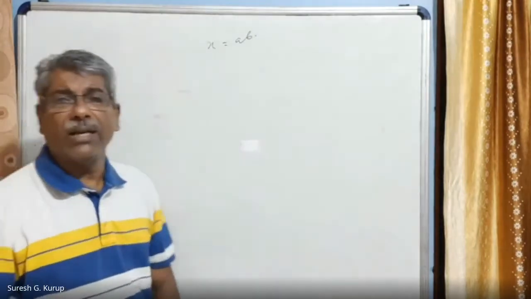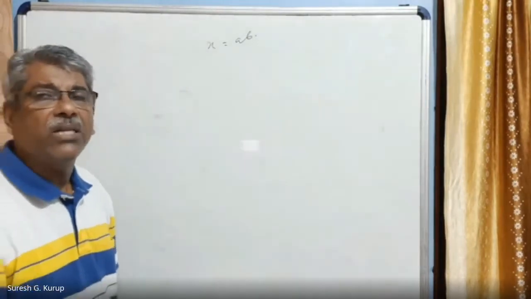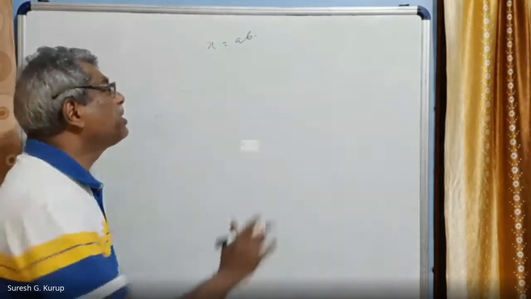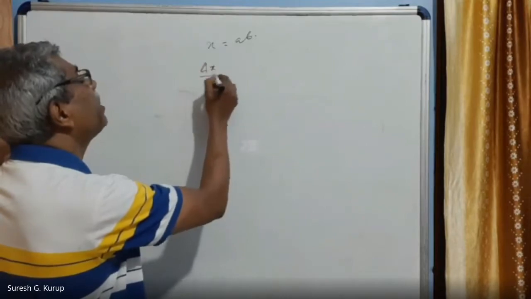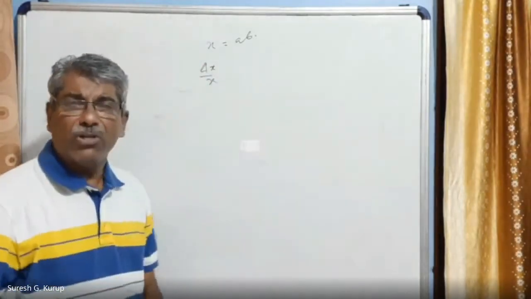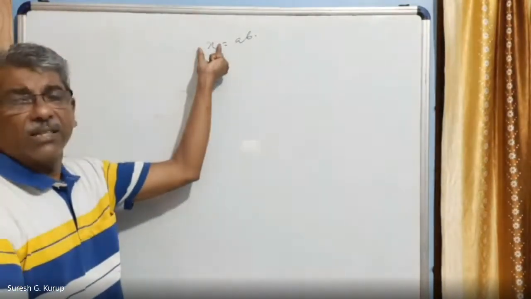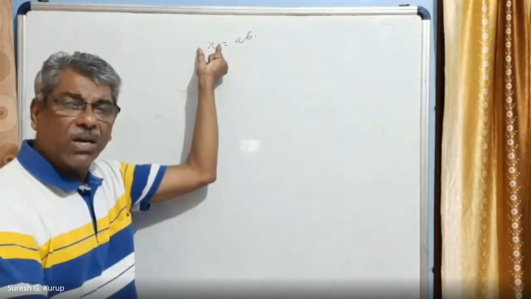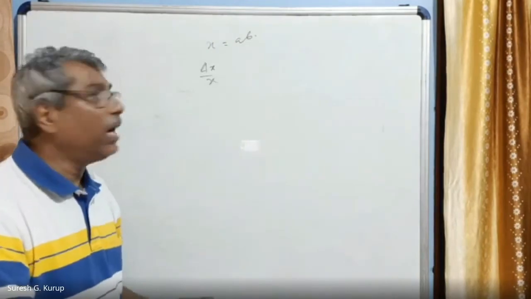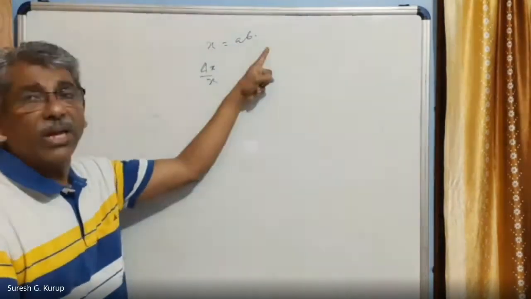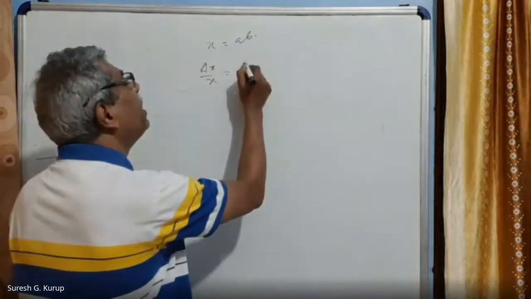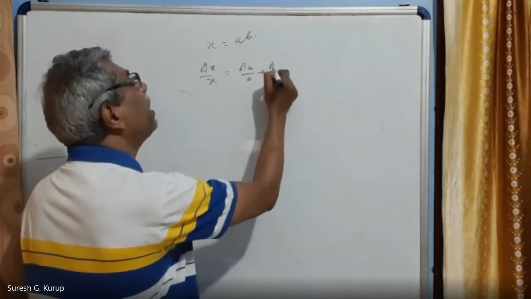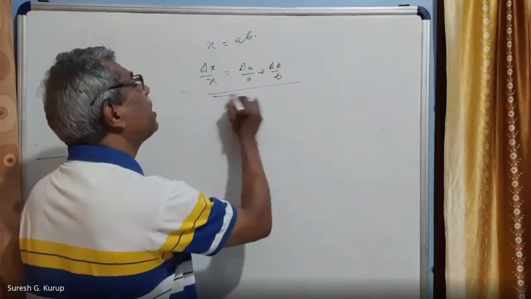In that case, we always take the relative error only. So relative error is written as delta X divided by X. That means the result is X, the product. How much relative error can occur in the calculation of X equals AB? Delta X by X is equal to delta A by A plus delta B by B. So this is the condition.